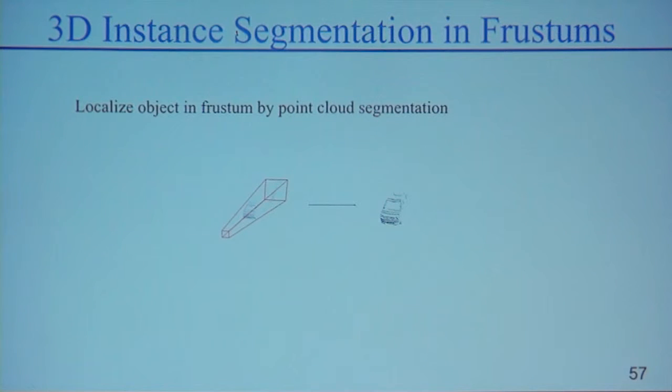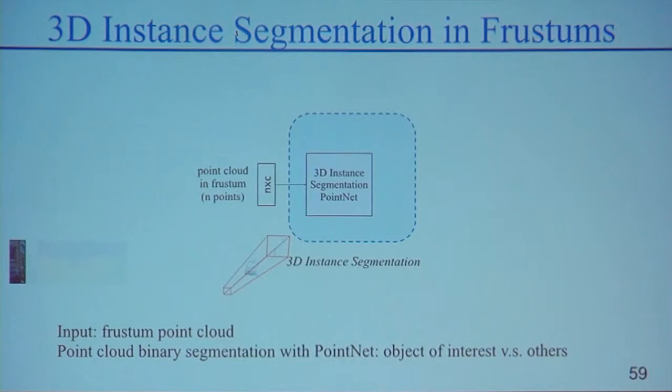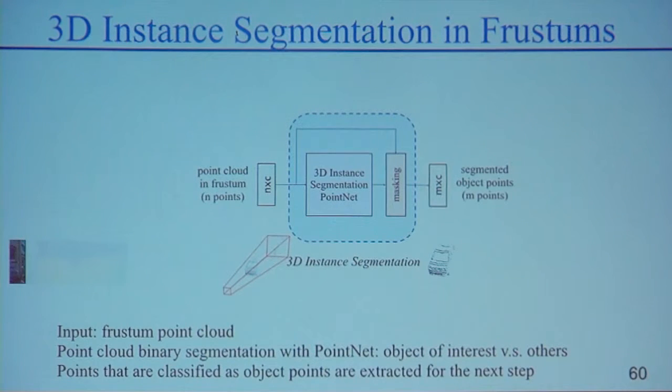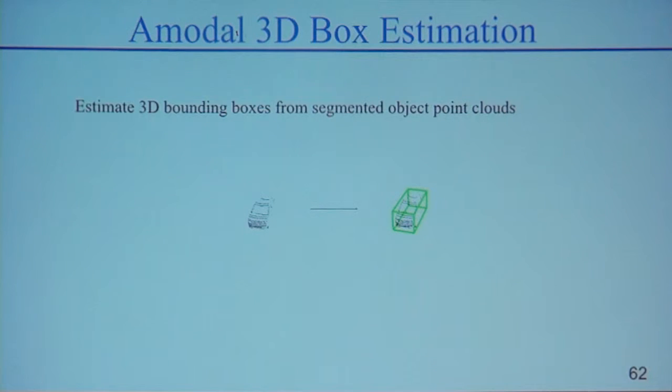So we need to localize the object in this frustum by point cloud segmentation. The input is the frustum point cloud, and we need to do per-point binary segmentation. Once we finish the segmentation, we carve out the object of interest, so you reduce the n points to m points. You also give the one-hot class vector to the segmentation network so that it has prior information about the object. So after segmentation, we already have our object of interest.